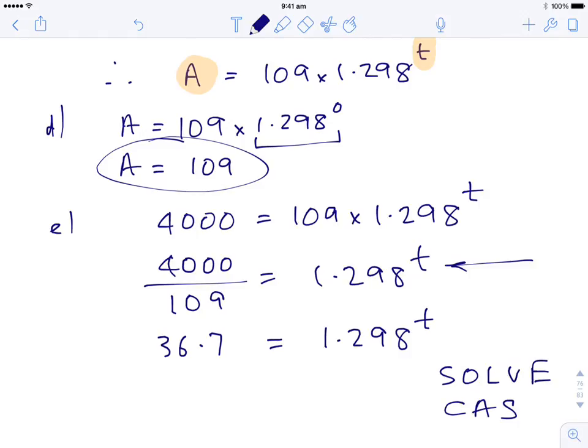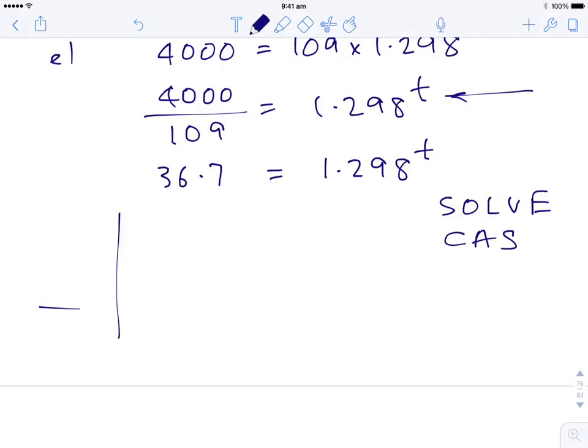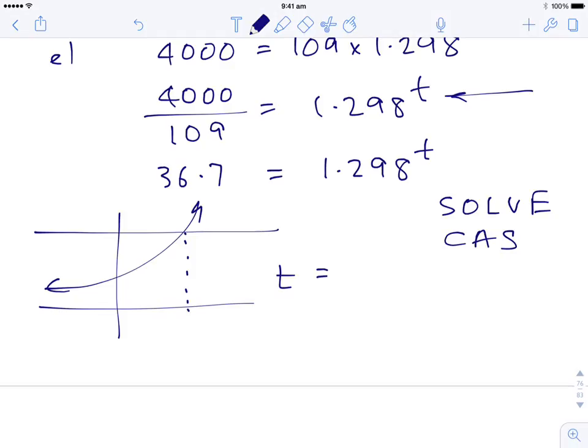Okay. You could actually get your CAS out and draw 1.298 to the power of t and draw y equals 36.7. Use the trace function to find when they intersect. But it's pretty easy just to use the solve function and make sure you go comma t, and you get 13.8 for the value of t here.